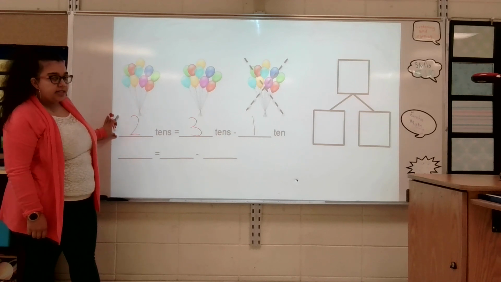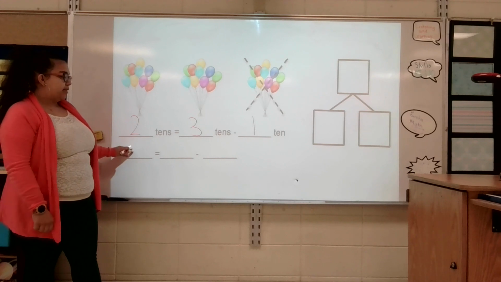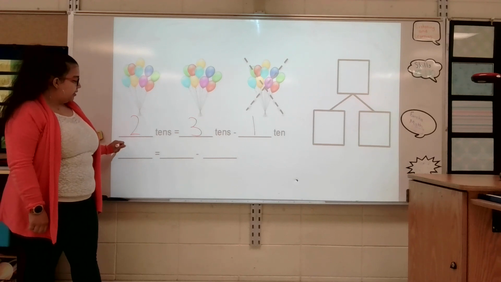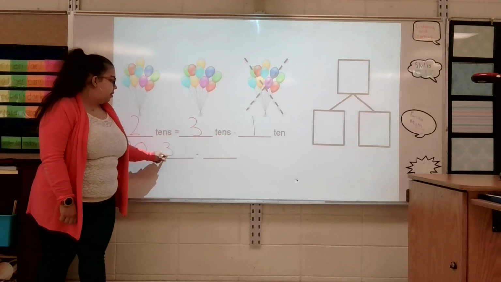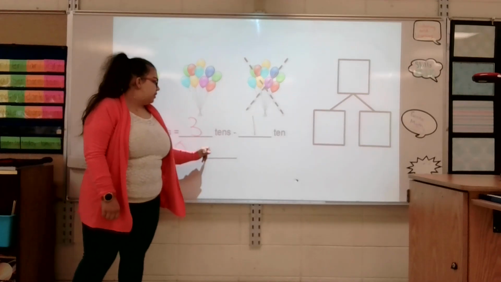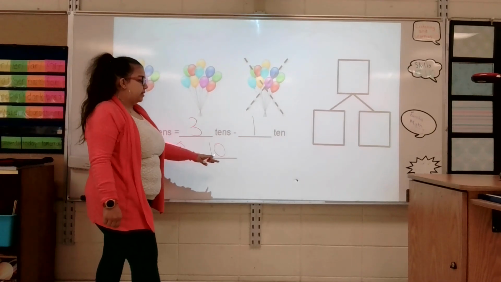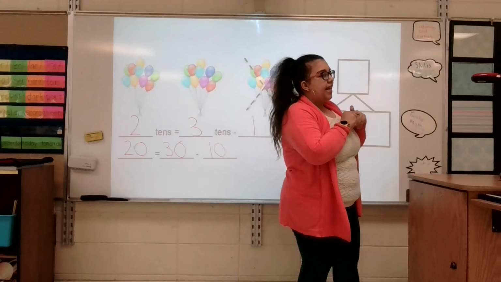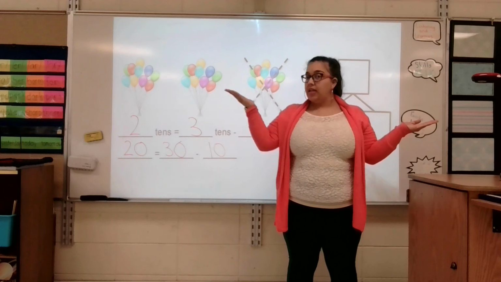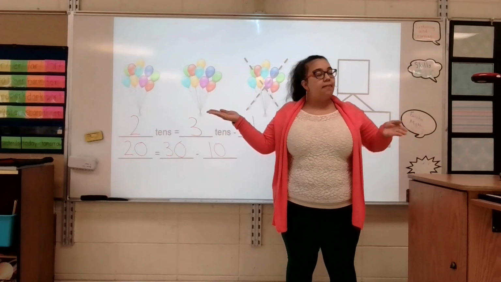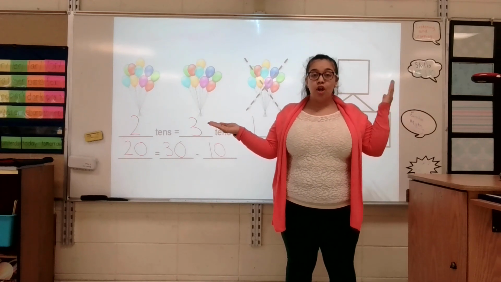So now, using our tens, using our balloons to our tens, let's look and write a number sentence based on the value of 2 tens. So 2 tens is 20. 3 tens is 30. And 1 ten is 10. So 20 is equal to 30 minus 10. Remember, the equal sign is not an ending point. It represents balance. It means the two sides are the same. So 20 is the same as 30 minus 10. 20 matches 30 minus 10.